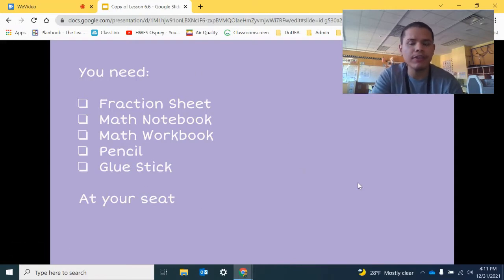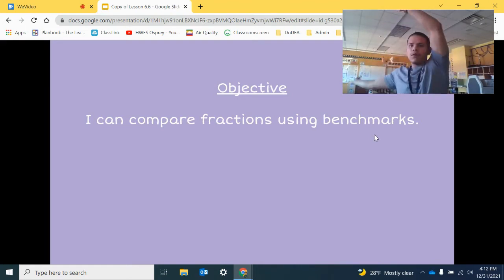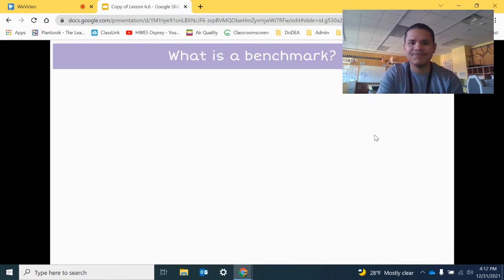So here's everything you're going to need for today's lesson. It's really important you have your fraction sheet, so that way you're able to glue it into your math notebook. Your I can statement or objective today is: I can compare fractions using benchmarks. So we're going to be comparing. We're going to be finding if fractions are equal, if they are greater than, or if they are less than.